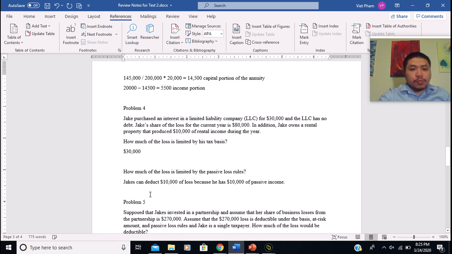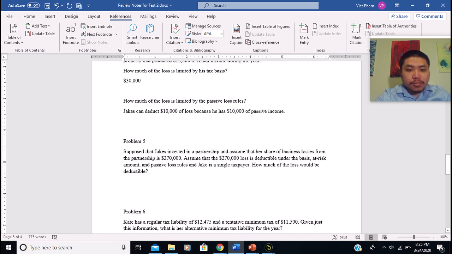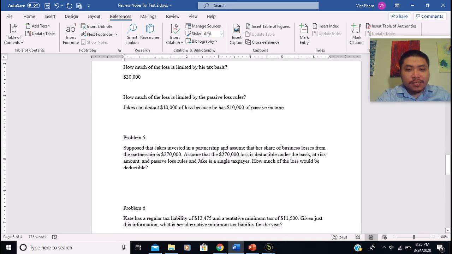So let's see problem number 5. Problem number 5 says, suppose that Jack invested in the partnership, and assume Jack's business losses for the partnership is $270,000, and assume that the $270,000 loss is deductible under the basis, the at-risk amount, and the passive loss rules. And Jack is a single taxpayer. How much of the loss would be deductible?